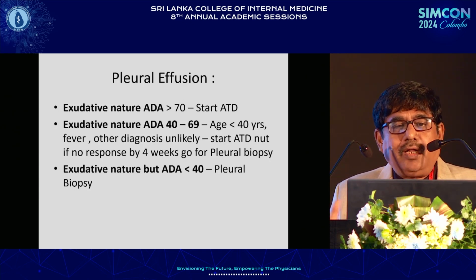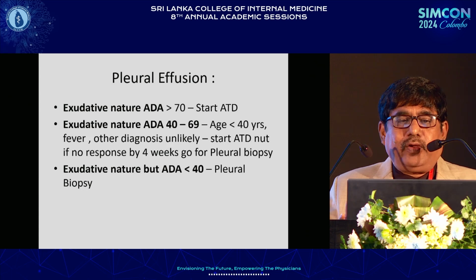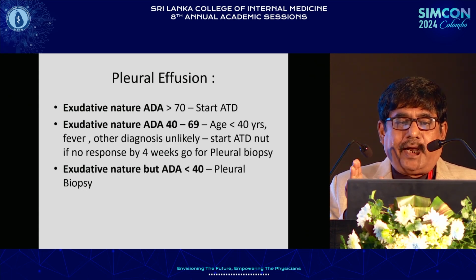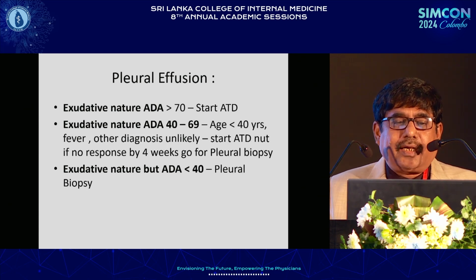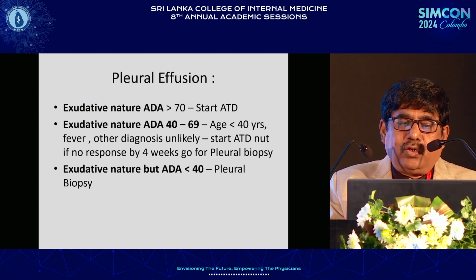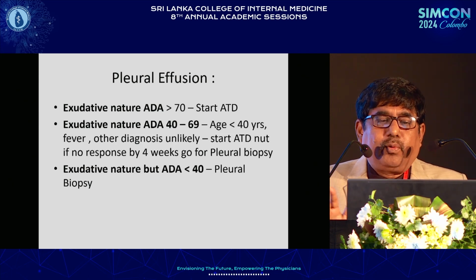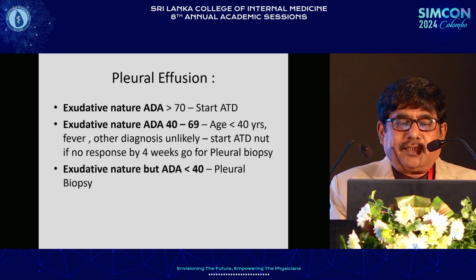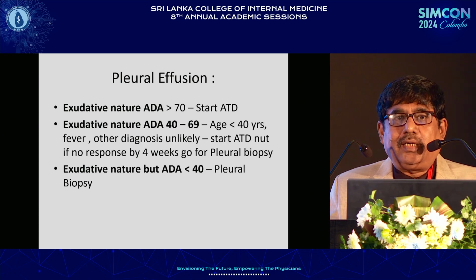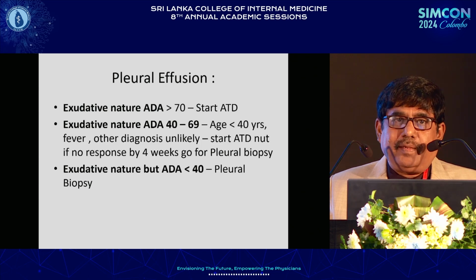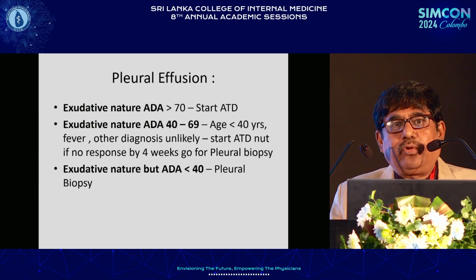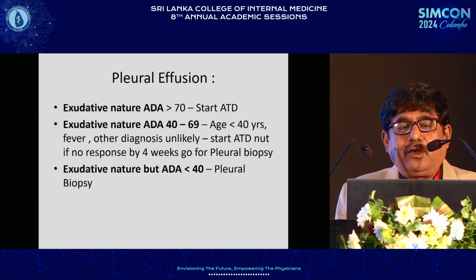So this is the guideline for pleural effusion. If the fluid is exudative and pleural fluid ADA is more than 70, start ATT. If ADA is between 40 and 70 and the age is less than 40, the patient has prolonged fever and other diagnoses are unlikely, start ATT. But if there is no response by 4 weeks, go for pleural biopsy. If ADA is less than 40, think of other diseases and do not give antitubercular drugs empirically before doing pleural biopsy. This is the protocol we follow in pleural effusion to diagnose tuberculosis as the etiology.